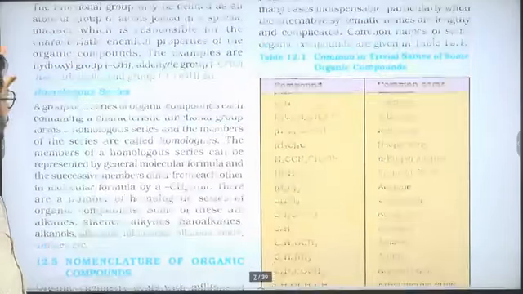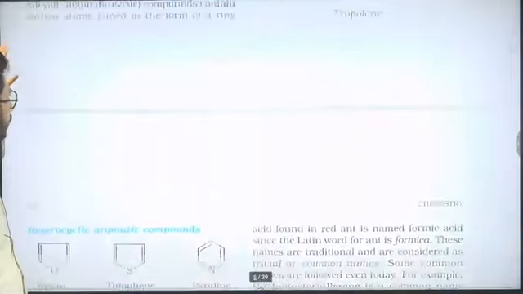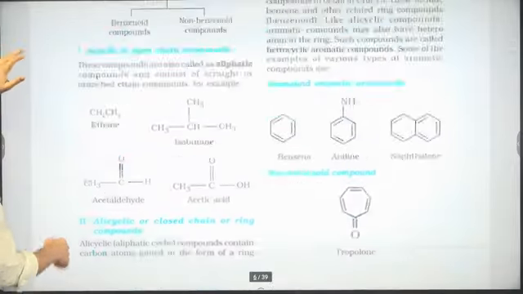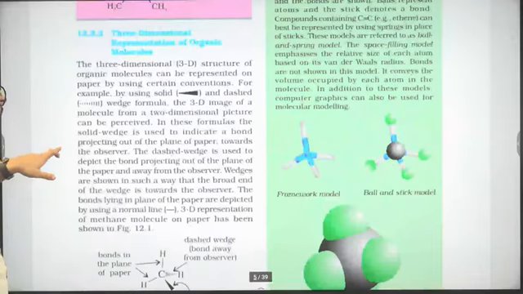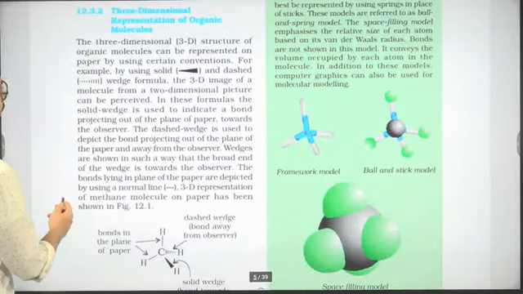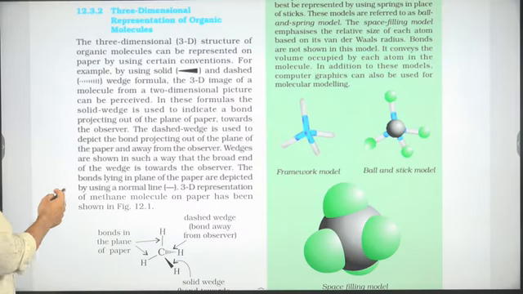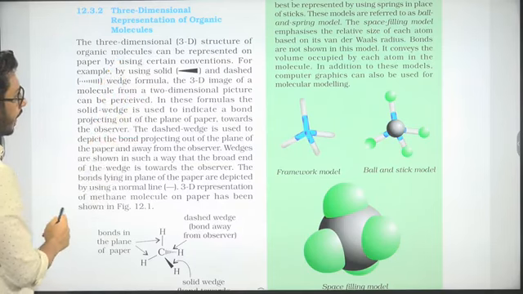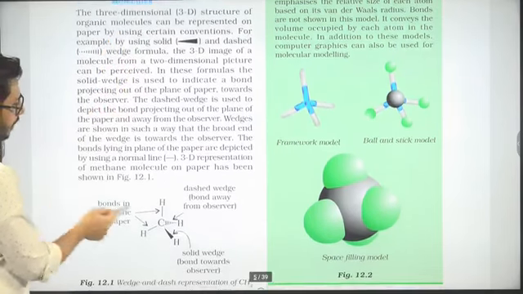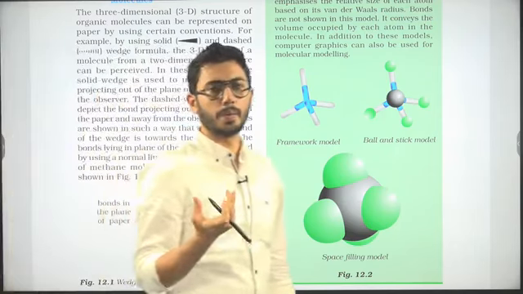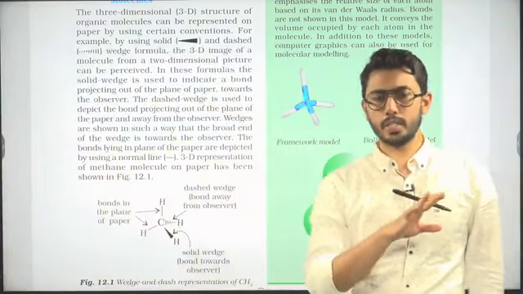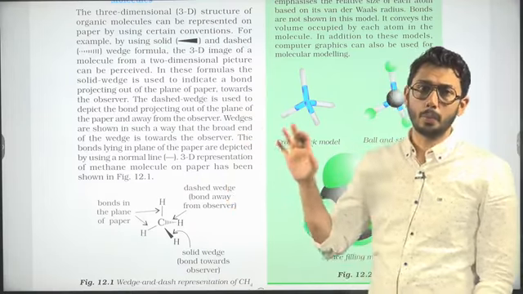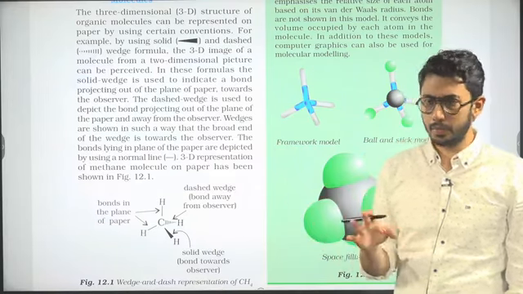Then on the previous page, one representation is given, which is this one, the three-dimensional representation. Now this is the wedge and dash representation. Generally we use this in optical isomerism. In the reactions in NCERT, we never use wedge dash representation, but it will be useful for optical isomerism. Beyond it, in the reactions, we never use it.